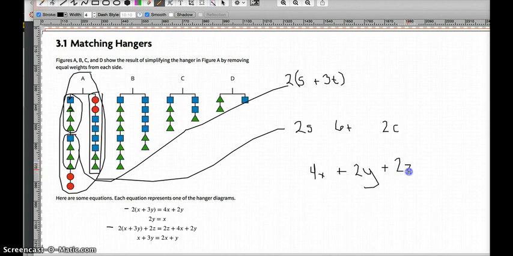So which one, the first one or the third one, has this section on the right and this section on the left? Well, it's this one. So this one, and that's a really bad circle job here, this one goes with hanger A. So now go ahead and see if you can figure out which ones go with B, C, and D.